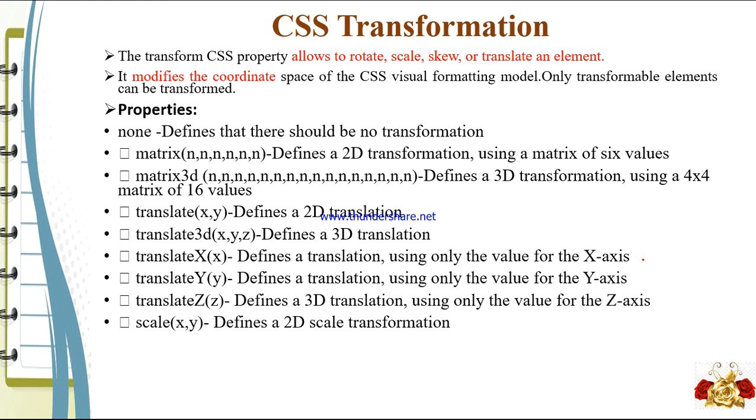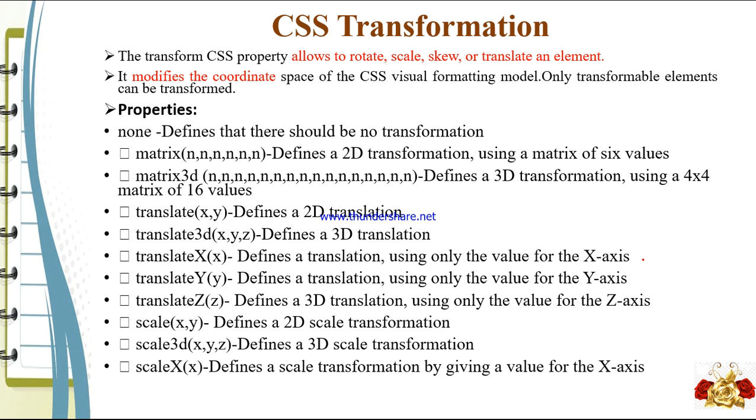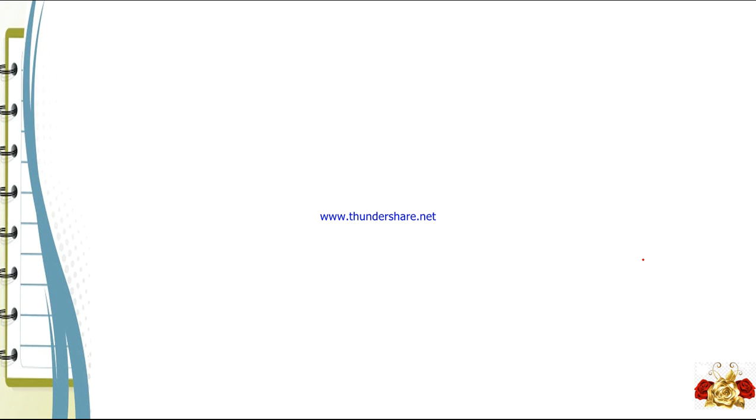Next, scale x comma y defines the 2D scale transformation. Like that, we have a lot of properties other than translation. There's 3D with x, y, z, and scaleX within x. That's all.